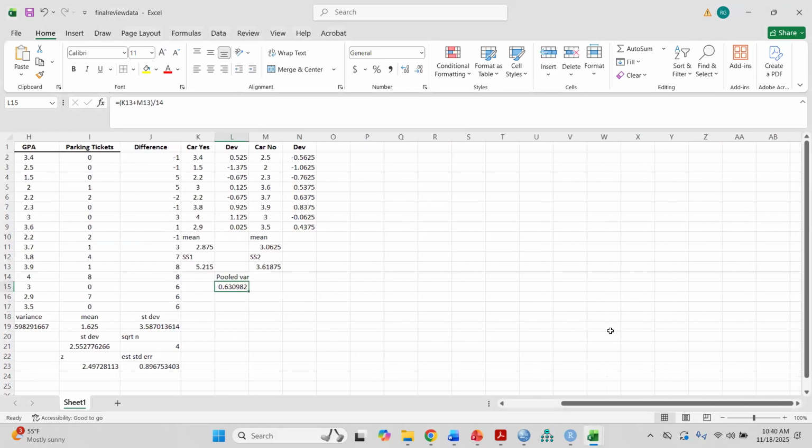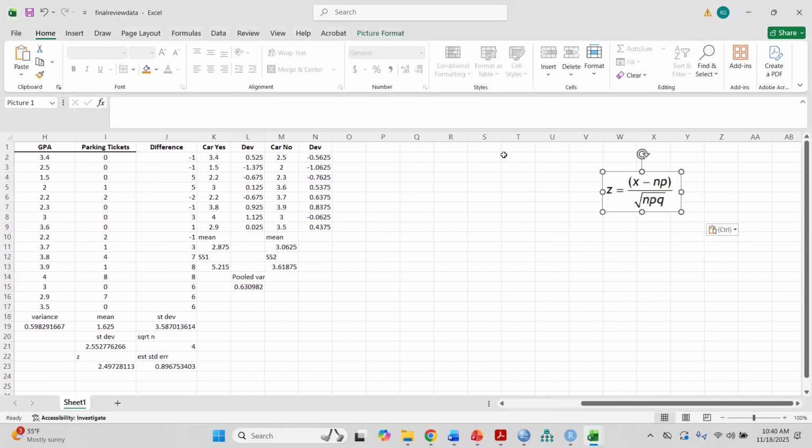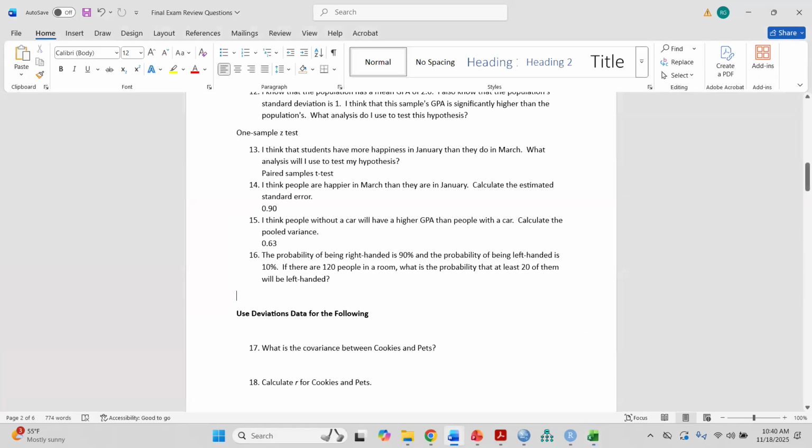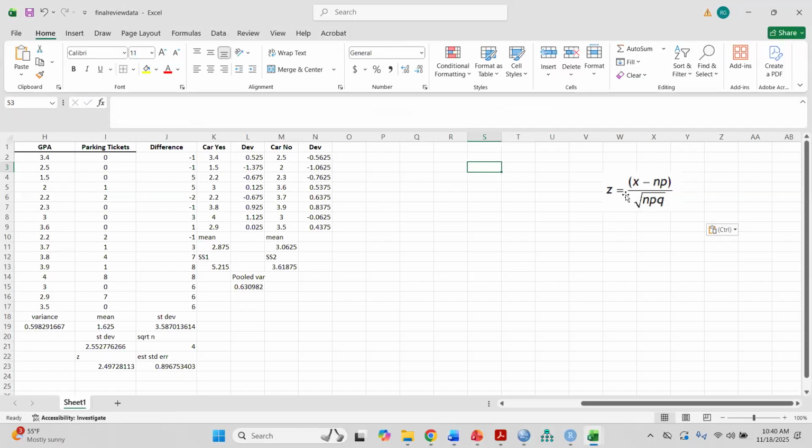So I'm going to take that over here. We can just do this off on the side if we want to. You can just do this on a calculator, and honestly, I might recommend that you do that, but let's go fill these numbers in. So we've got 90% for right-handed, 10% for left-handed, 120 people in the room, and 20 people is what we think is going on.